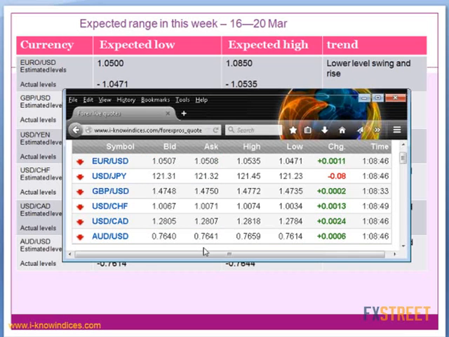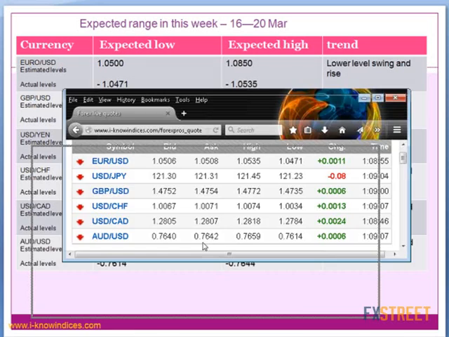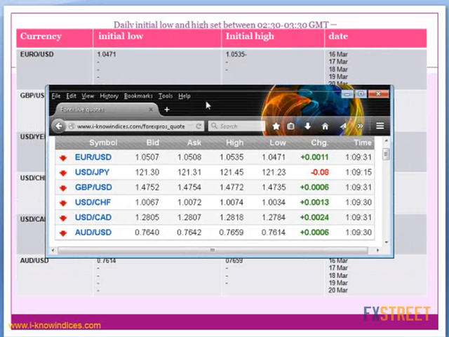Then, with regard to the initial lows and the highs, what they are set for the day, in order to understand how exactly they are trying to make moves in the market. 1.0471 is the low in the case of euro, and the high was 1.0535. So they have not breached the low or the high. Then in the case of GBP, 1.4735 and 1.4772 are the lows and the highs. They have not breached it.